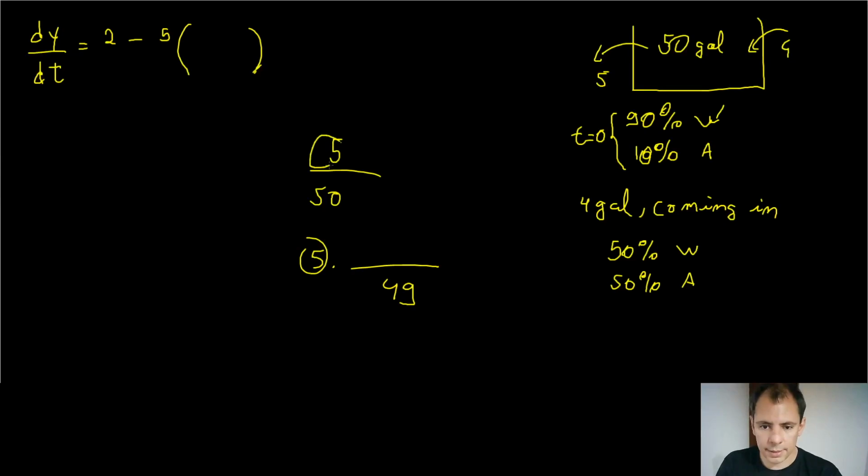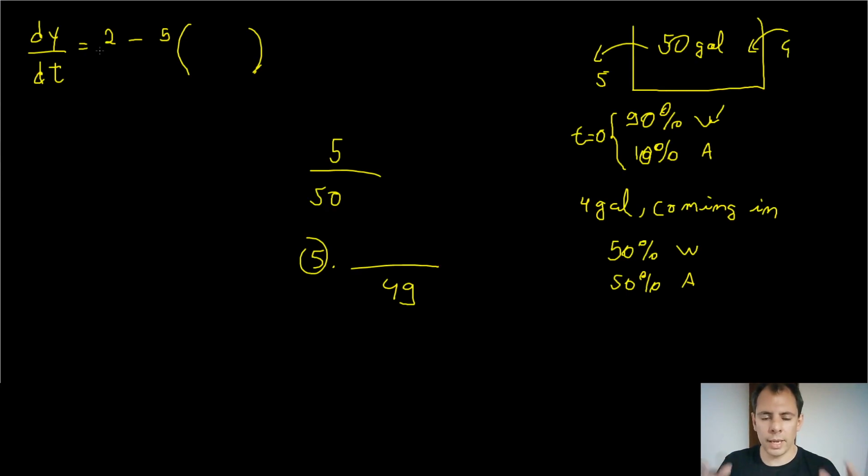This 5 here is not this 5. This 5 here is this 5 here, okay? Because I'm just worrying about the things that are going out, because the alcohol that's coming in, we already accounted for. It's 2, okay? This is the positive thing. That's the rate of alcohol that's increasing the amount of alcohol in the solution.